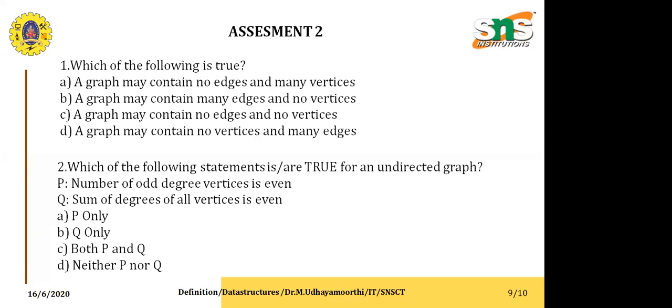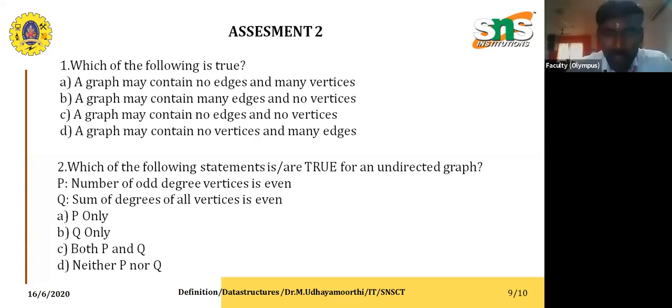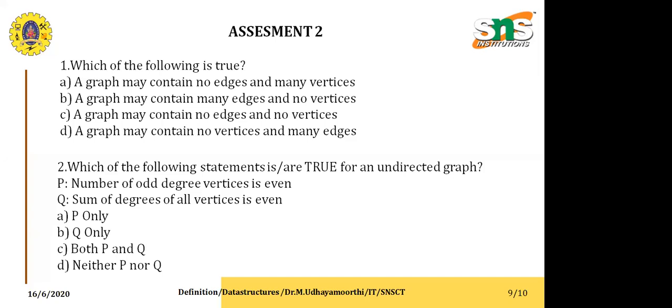Okay, the third one: a graph is possible. Which one is possible among these three? I hope the third one is possible only when there is no graph. If there is no graph, then the third one is possible. Otherwise all four statements are wrong. So there are no true statements among the given statements. Okay, all of you understood? Yes, sir.